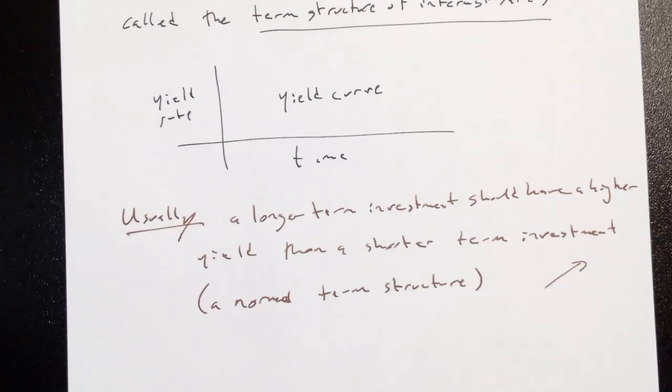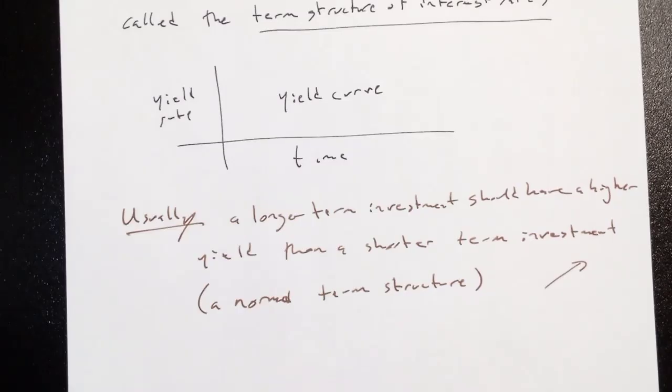Well, you should get paid for that loss, right? Somebody, me, the person you loaned the money to, should reimburse you for the fact that you didn't have this money for a whole year. The longer you don't have it, the more I should pay you for it. So a longer term should correlate to a higher yield. However, it is possible that this gets screwed up.